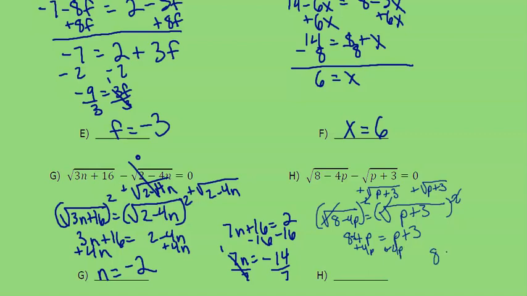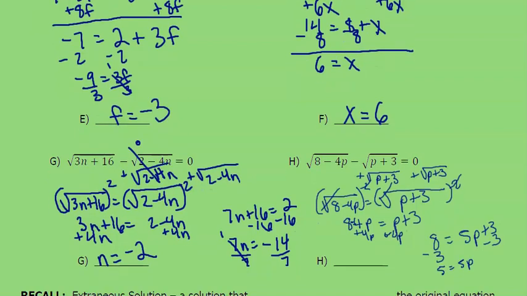So then we have 8 equals 5p plus 3. Subtract 3 from each side. And then you have 5 equals 5p. Divide each side by 5, the 5 in front of the p. And then you get your solution. P equals 1.